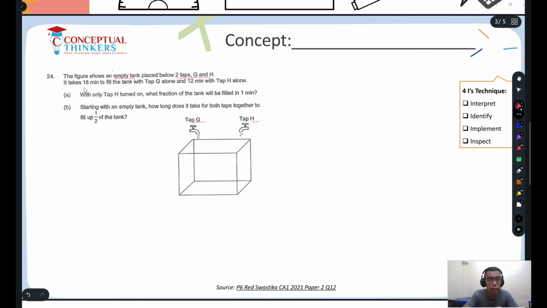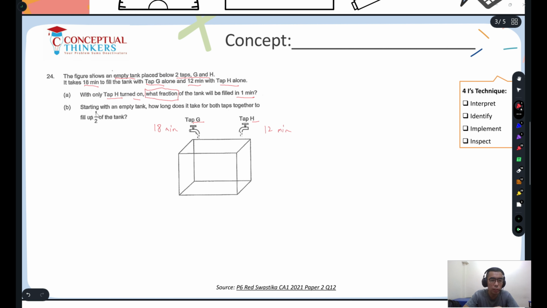Now it takes 18 minutes to fill the tank with tap G, so I put 18 minutes. Then we have another, which is 12 minutes with tap H alone. So it will be 12 minutes here. Now for part A, with only tap H turned on, what fraction? Be careful, they want the answer in terms of the fraction of the tank that will be filled in 1 minute.